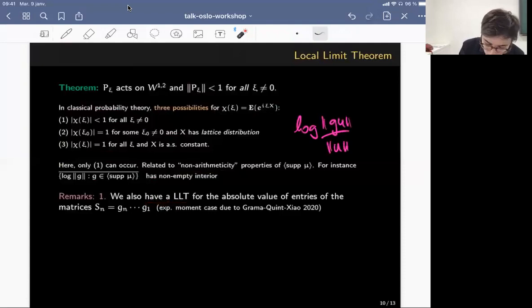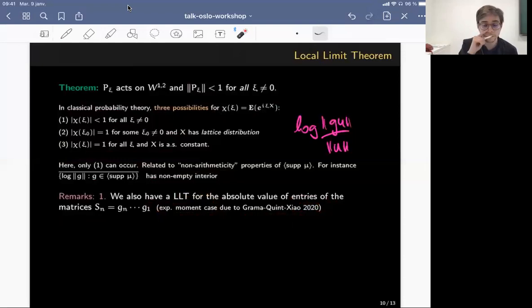So in SL2, we have four entries. We can also prove, under an optimal, or we think optimal, moment condition, that the absolute value of each entry also satisfies the same local limit theorem. And this, even in the exponential moment case, is very recent, due to Grama, Quint, and Xiao from last year. And we were able to improve it and get an almost optimal version of it.